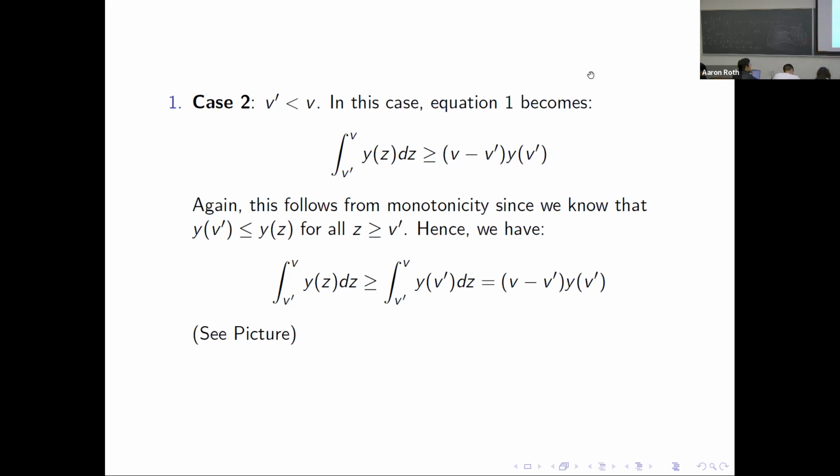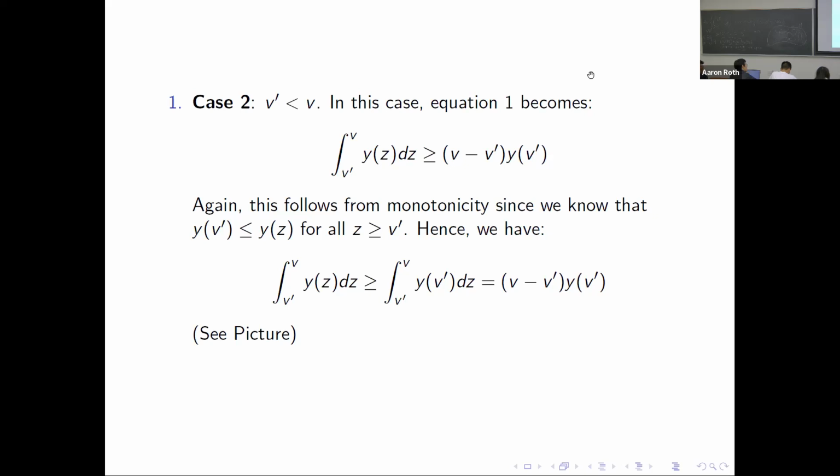So the left-hand side remains the area under this curve. And the right-hand side is still a product of two numbers, so it's the area of a rectangle, but it's a different rectangle this time. The width of the rectangle is still what it was before. It's the interval that we're integrating over. It's the interval from v to v prime.